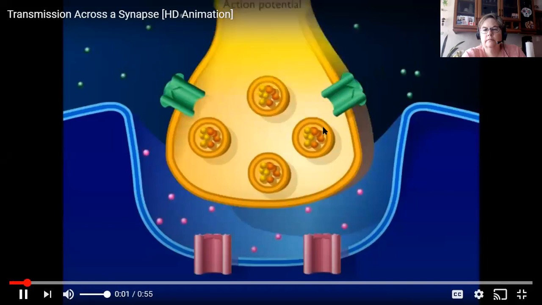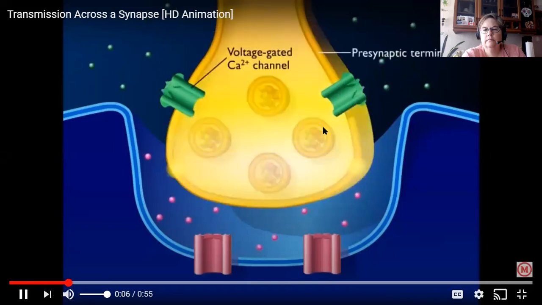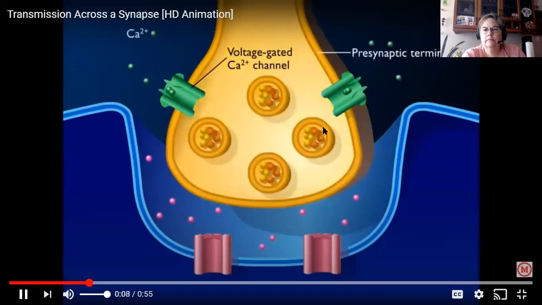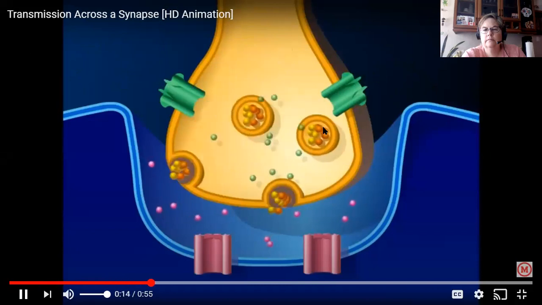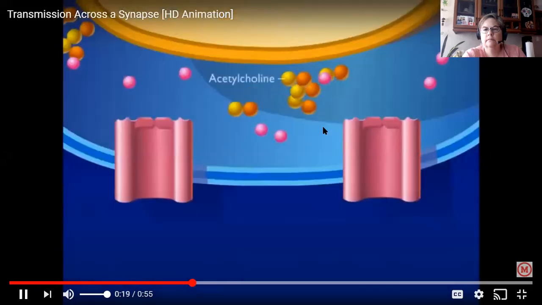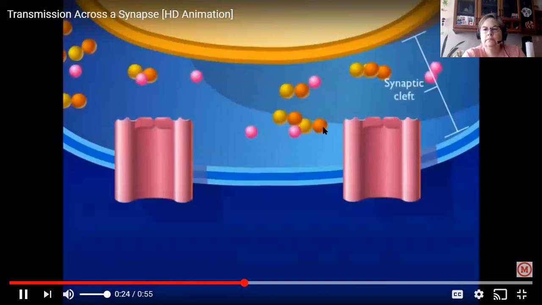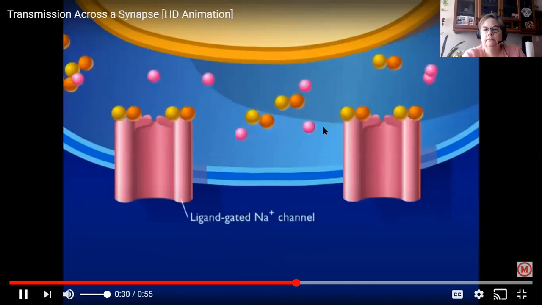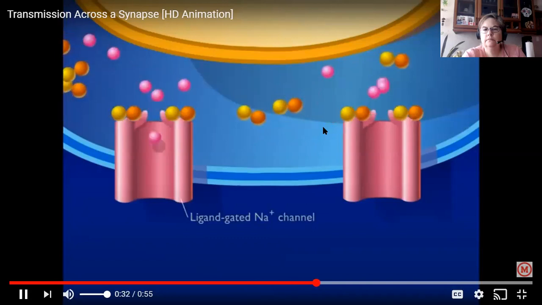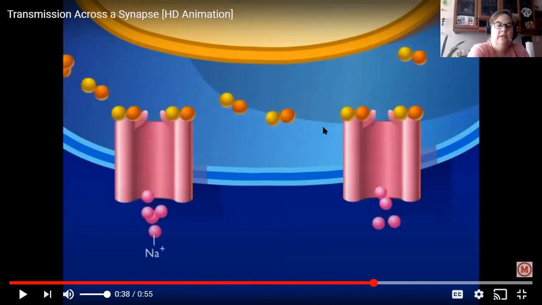Action potentials arriving at the presynaptic terminal cause voltage-gated calcium ion channels to open. Calcium ions diffuse into the cell and cause synaptic vesicles to release acetylcholine, a neurotransmitter molecule. Neurotransmitter molecules, acetylcholine, diffuse from the presynaptic terminal across the synaptic cleft and bind to their receptor sites on the ligand-gated sodium channels. This causes the ligand-gated sodium ion channels to open, and sodium diffuses into the cell, making the membrane potential more positive.